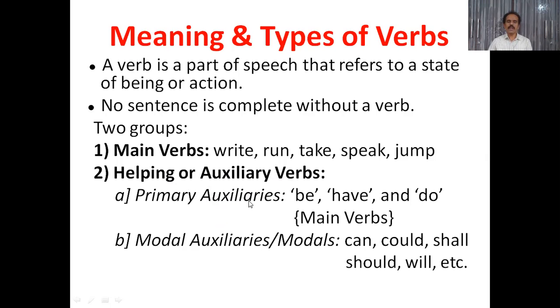Right. So the first one is primary auxiliaries. In these primary auxiliaries, we have three categories: be forms, have forms, and do forms. These forms can also function as main verbs. These auxiliary verbs or helping verbs also function as main verbs. Let us see when they act as main verbs.